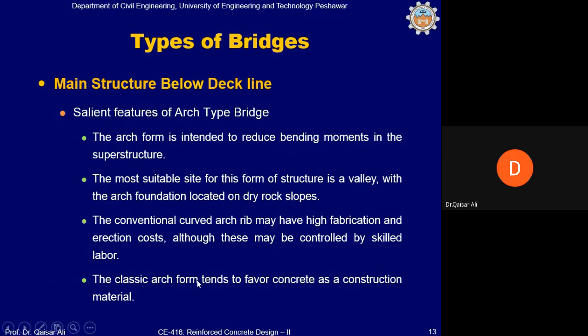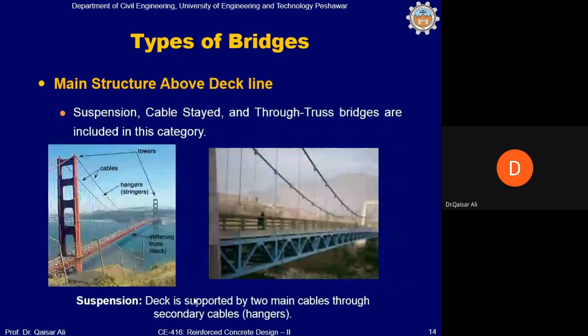This is one of the disadvantages, that the conventional curved arch bridge will require high fabrication and erection cost. The classic arch form tends to favor concrete as a construction material because concrete is good in compression but weak in tension, and in most of the arch forms, concrete will be subjected to compression. So concrete is a favorable material for arch bridges.